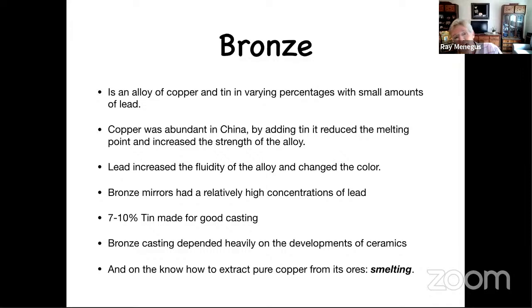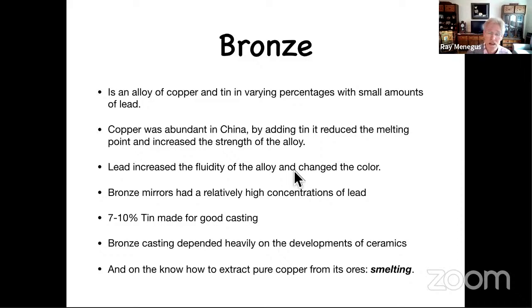These are called colligative properties of the material. And it's amazing that adding these little things that go into the interstitial sites of the copper atoms changes the properties to make it harder, but also makes it easier to melt. So the crucibles didn't have to be as high a temperature for bronze as they would have been for copper. By adding lead, it also increases the fluidity. So in other words, it will pour better into the molds.